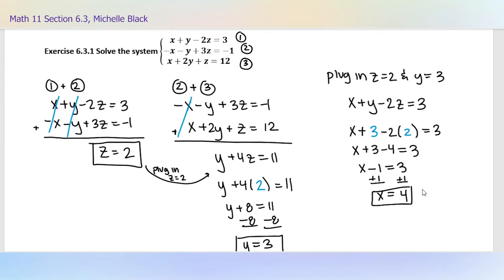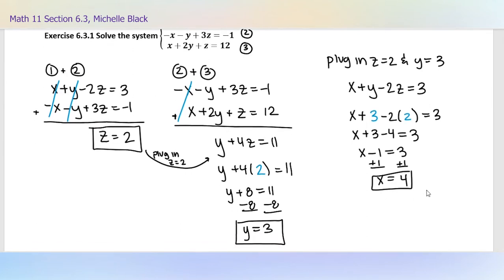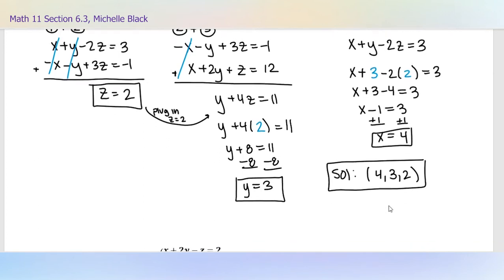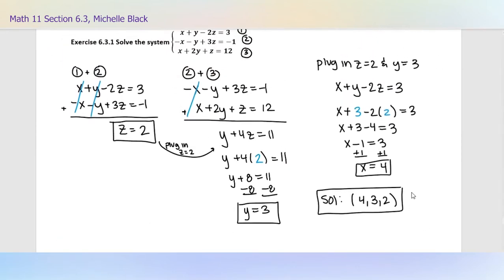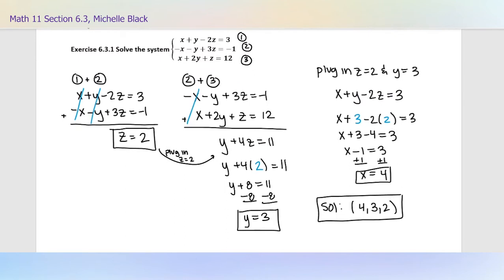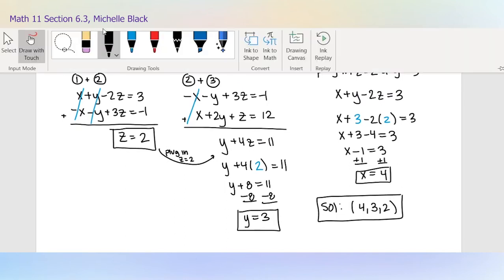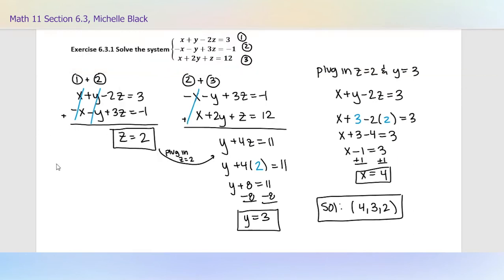Now remember, solutions to these problems are not written the way I have them boxed right now, but you should write that the solution is the point 4, 3, 2. X, Y, Z. And I do recommend checking your work. It's going to take a little bit of time, but you never know if you messed up. Now all you have to do is plug it back in. So you would just check if all of these were true.